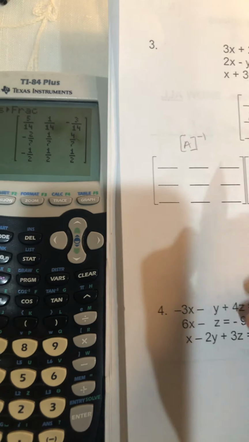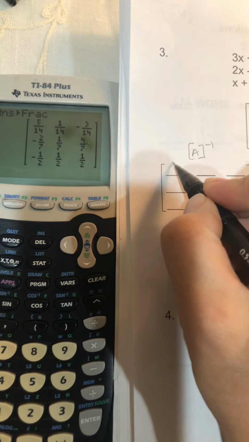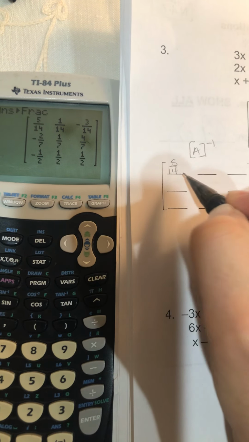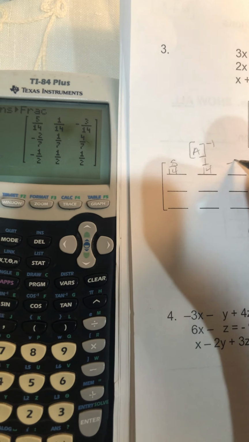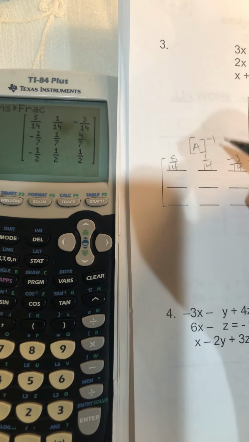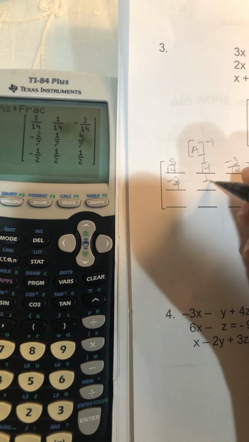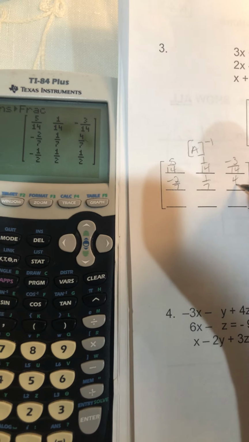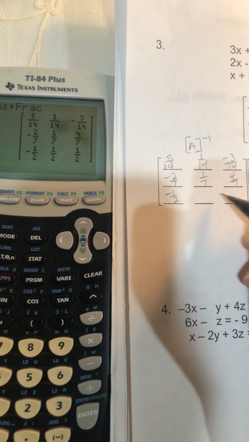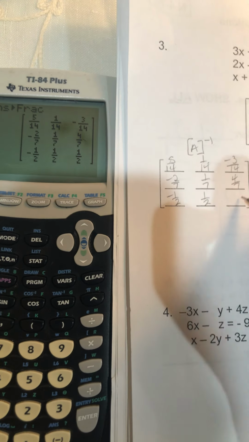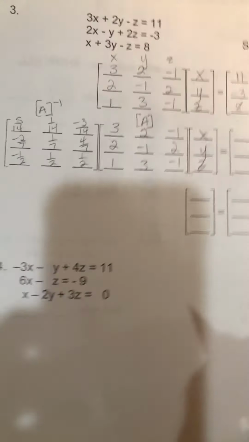So here is our inverse. And I'm going to write it over here where we have A to the inverse. Okay. So you're going to have 5/14, 1/14, -3/14, -2/7, 1/7, 4/7, -1/2, 1/2, and 1/2. Okay, so I just copied it from my calculator.